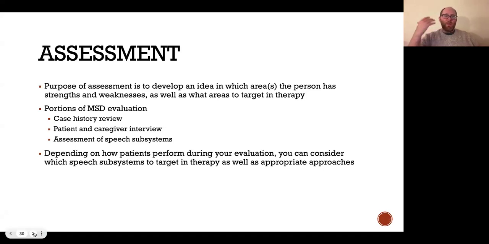You talk to the patient, talk to the parents in an interview to get a bit more information about them, what they're looking for, what they sound like, and then you're going to do your assessment of the different subsystems of speech as well, so you can really narrow in on what exactly is going on with these patients. Depending on how your patients perform during the evaluation, that's where you can consider which speech subsystems to target in therapy, as well as what appropriate approaches you want to use for them.